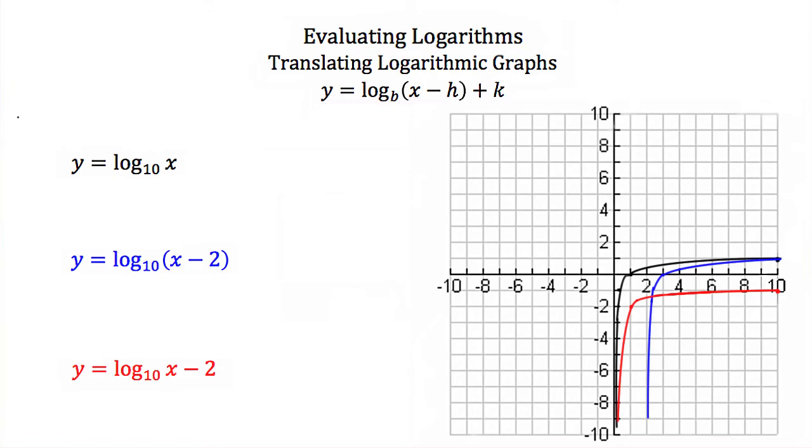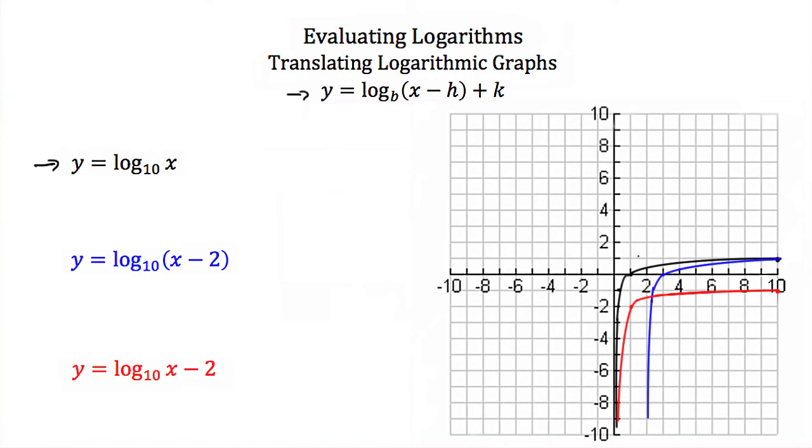Now let's talk about translating logarithmic graphs. Here we have the standard form for a translation. This is y is equal to the log base b of x minus h plus k. In black, we have graphed here y is equal to log base 10 of x. Notice it has an asymptote, that is the y-axis, because you cannot take the log of a negative number and you can't take the log of 0. So our graph can never cross the y-axis because that would make x equal to 0.